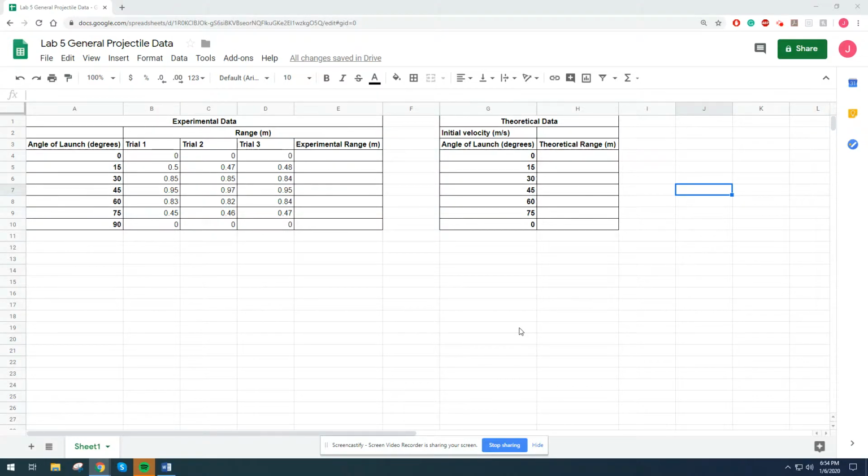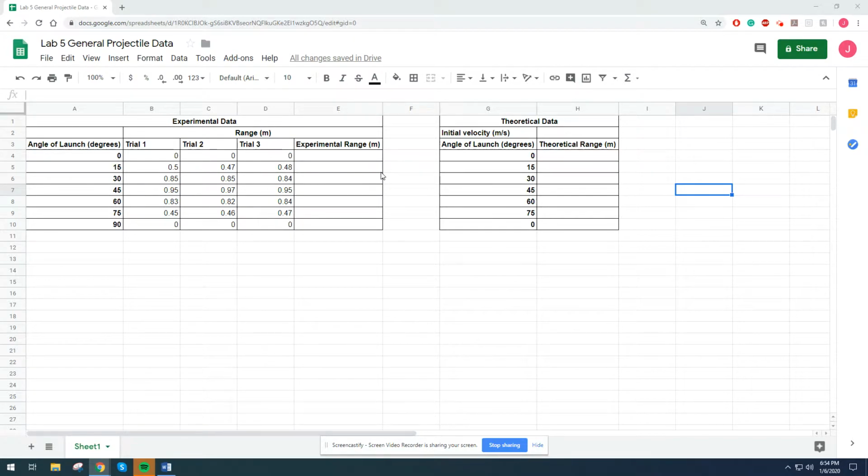Hey guys, so this video is going to help you with the fifth lab where you launched at different angles and you recorded the ranges at those angles. This is only for the part 2 lab where you're launching at several different angles, not the horizontal projectile, but just the general projectile. So you can see that in the title up here.